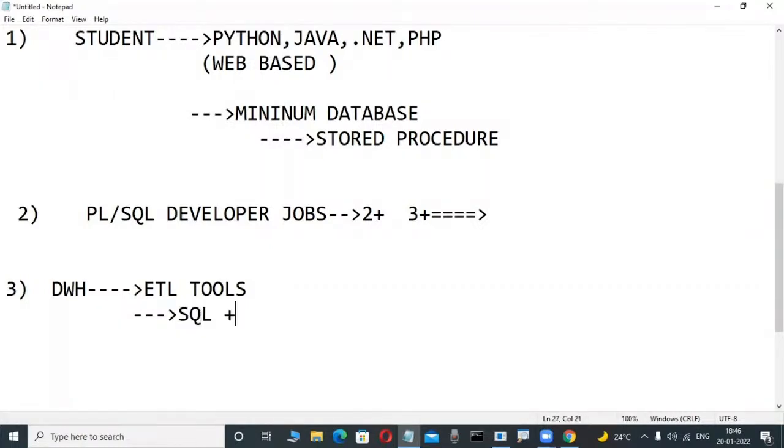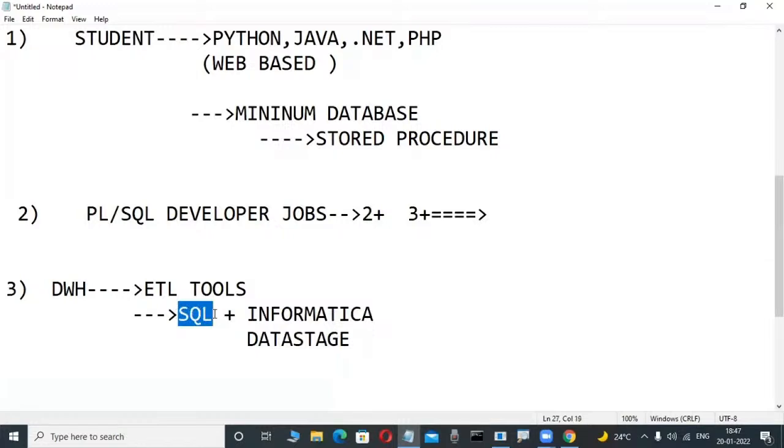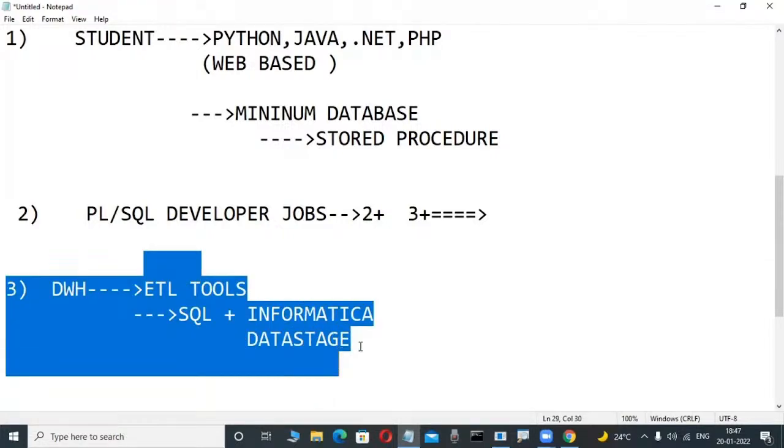Having an idea of SQL, they learn these tools, also in institutes. Informatica is a very popular tool. Another popular ETL tool is Talend. These ETL tools have a graphical user interface, so only minimum SQL knowledge is required. That's why they are learning these courses, for job purposes also.